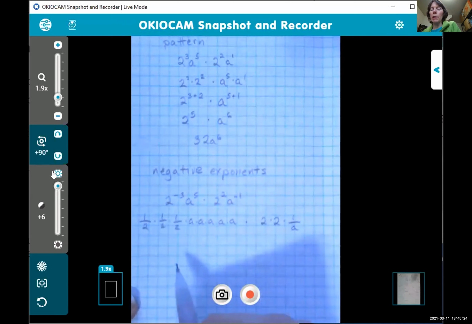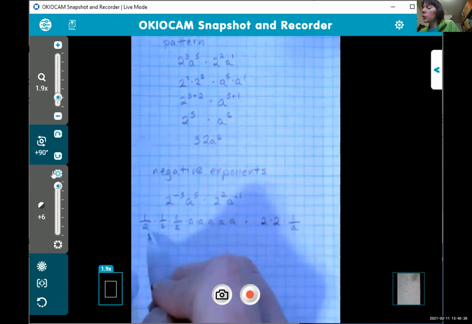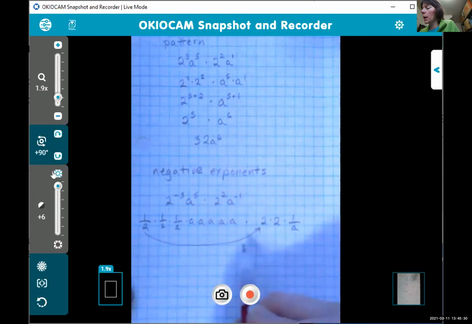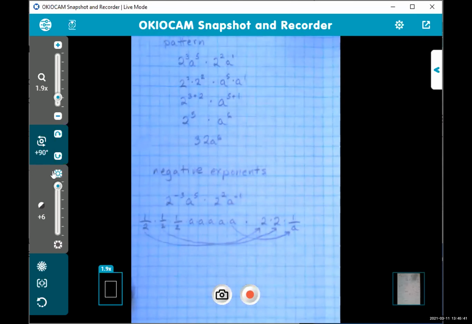And just so you can visually represent this to yourself, I'm just going to draw arrows connecting what would cancel other things out when they multiply. Right? This 1/2 times this 2 becomes a 1. This 1/2 times this 2 becomes a 1. This 1 over A times A becomes a 1.